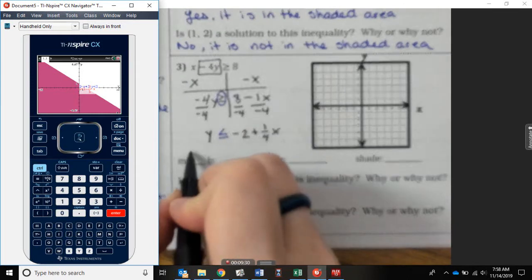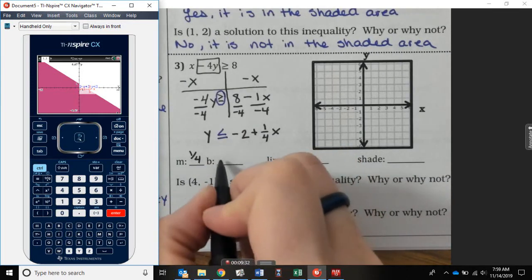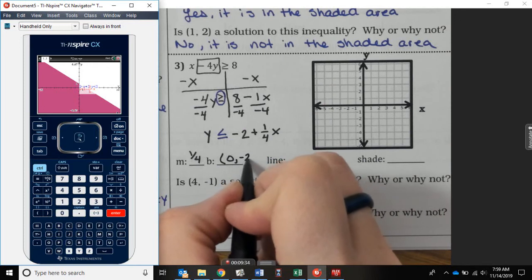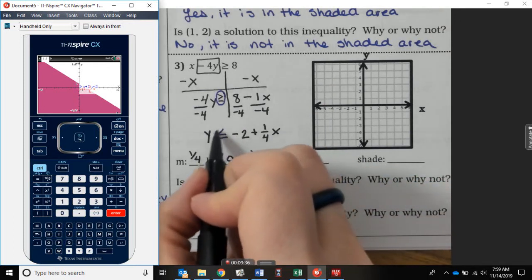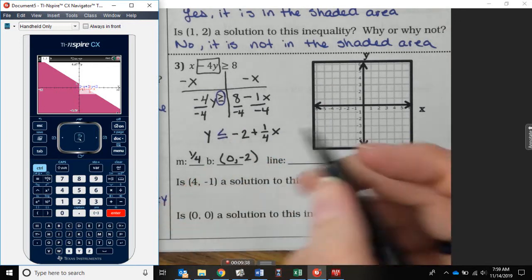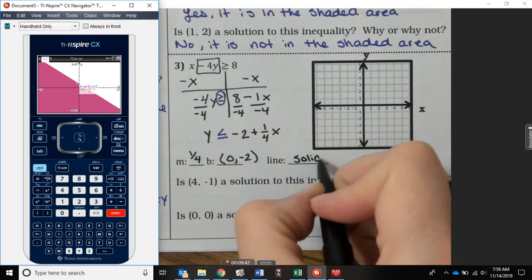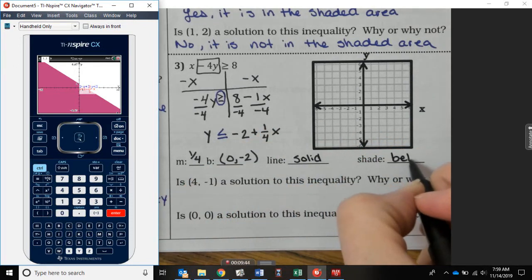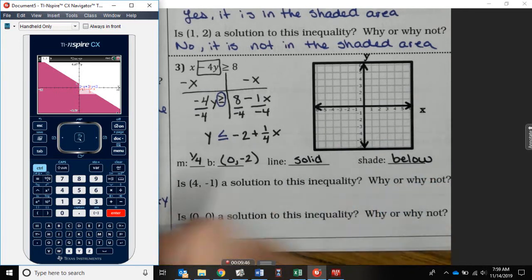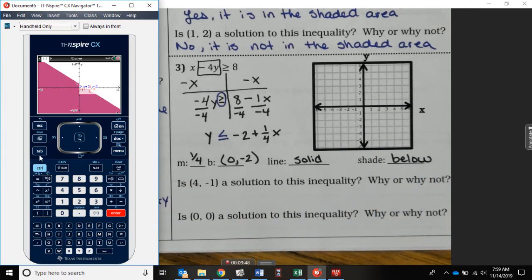So my slope is 1/4. My y-intercept is 0, -2. And now that I'm looking at this symbol, I can say less than or equal to. Since it has the equal to, it's a solid line. And we're going to shade below the line. And again, you can use your calculator to double check.